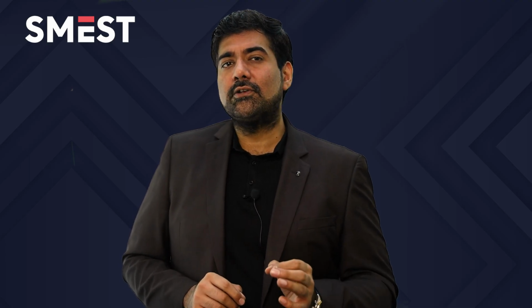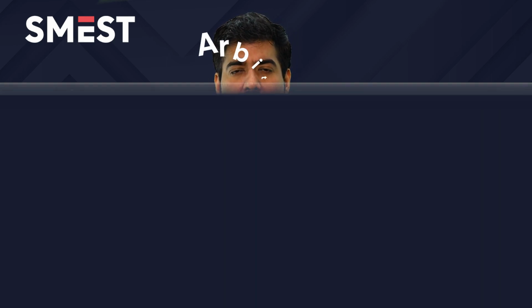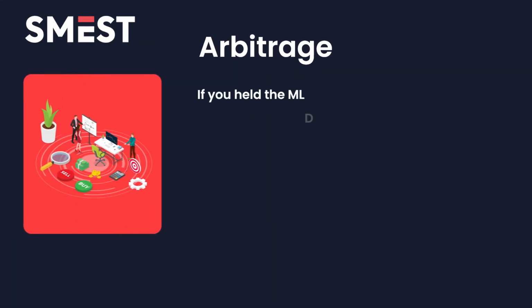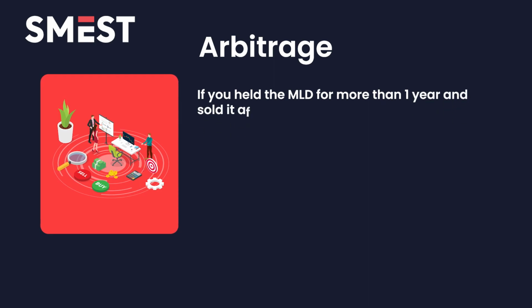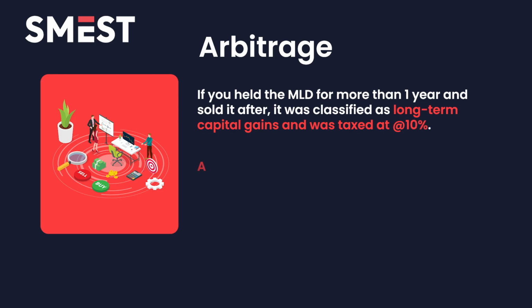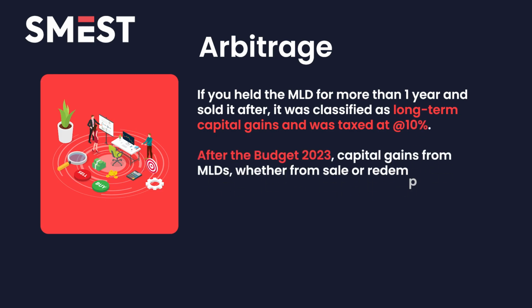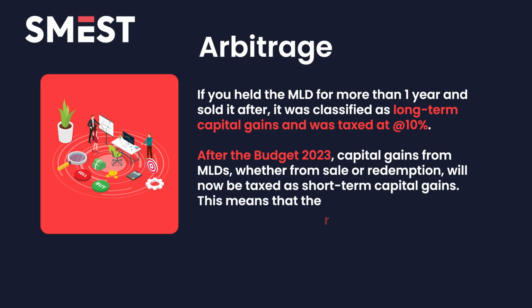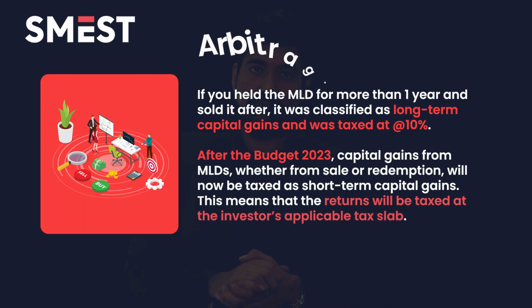Also, there was an arbitrage in taxation of MLDs. If you held an MLD for more than 1 year and sold it after that, it was classified as a long-term capital gain and was taxed straight at 10%. But after the budget in 2023, capital gains from MLDs, whether from a sale or redemption, are now taxed as short-term capital gains. Now, what this means is that the returns will be taxed at your applicable tax slab.